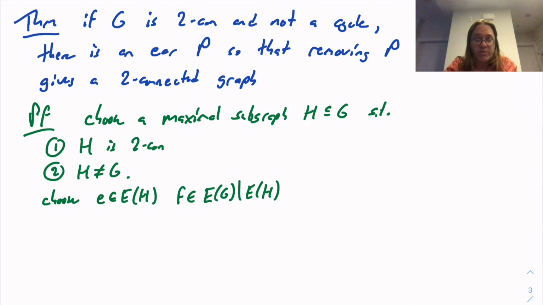Again, H is not an empty subgraph. It's a two-connected subgraph. It's got at least 3 vertices, so it's got to contain an edge E. It's not the whole graph. You can't contain all of the edges in the graph, so there's some edge F that's not. Now, my original graph G is 2-connected, so I know if you give me any 2 edges in G, there's a cycle containing both of them.